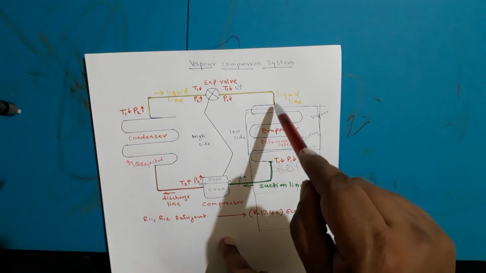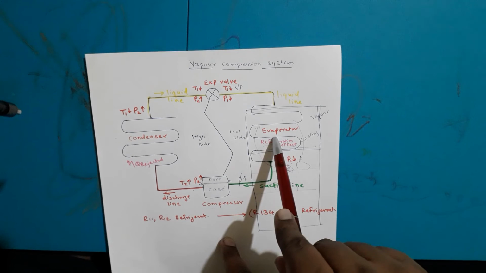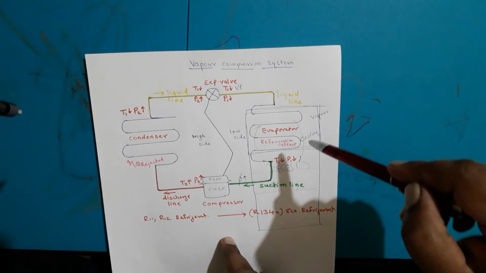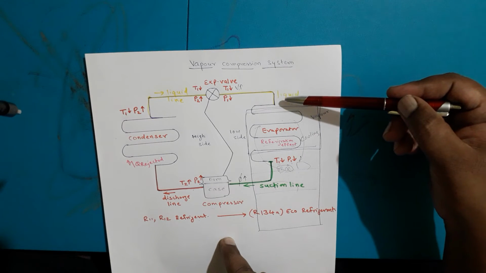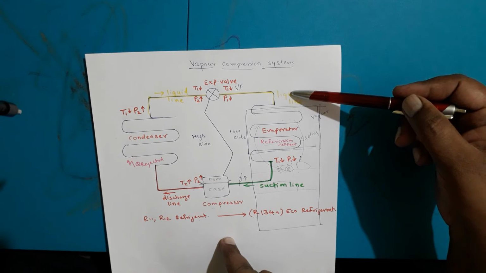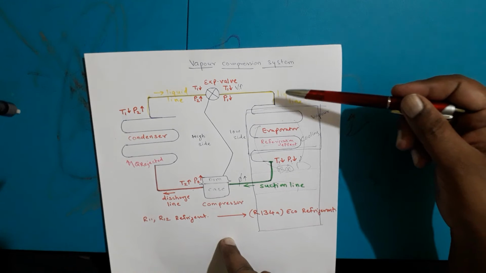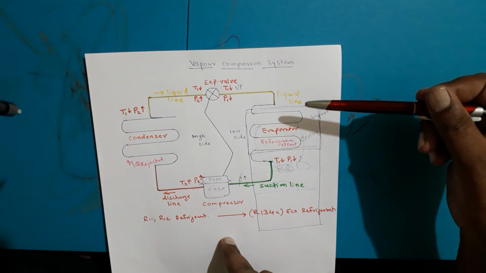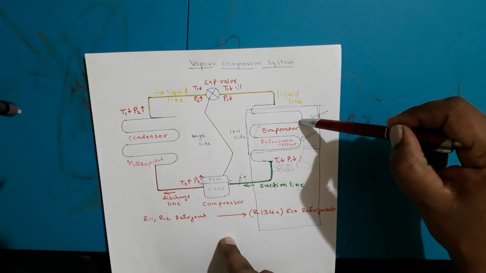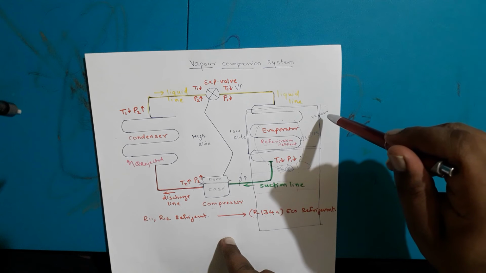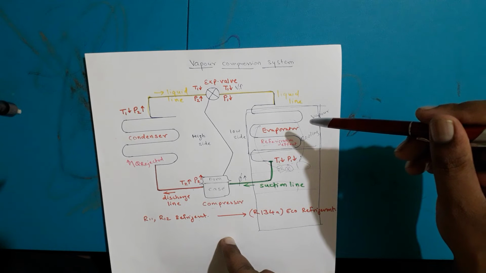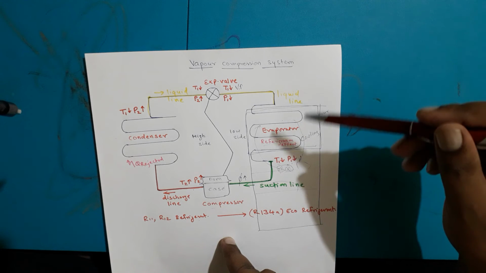So what happens? In the evaporator, as the name indicates, the evaporation process occurs. Evaporation means the liquid refrigerant is converted into vapors. That means here the phase change is going to occur. When phase change occurs, two types of heat are involved. One is sensible heat and another is latent heat. In sensible heat only the temperature of the liquid will increase, but in latent heat the phase will change.